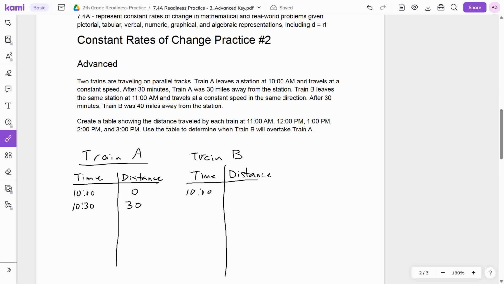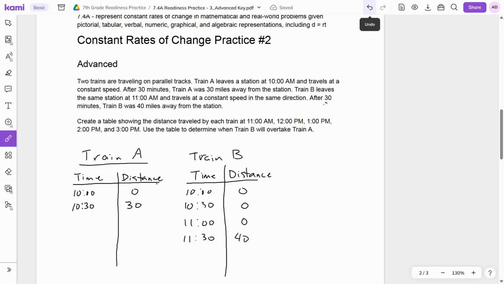the same, what I'm going to do is I'm going to put those times. 10 o'clock, still at the station. 10:30, still at the station. At 11 o'clock, still at the station, right? Leaves at 11, and after 30 minutes, now train B is 40 miles away. All right, so train B is 40 miles away, so I'm going to say at 11:30, we are going to be at 40 miles away.